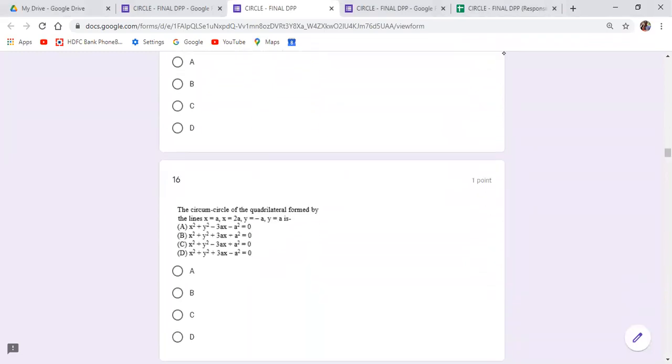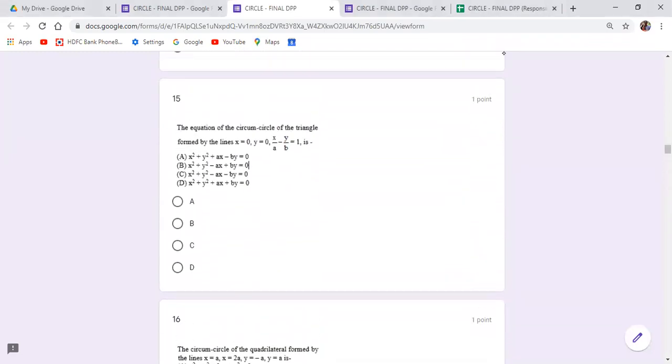15, no problem. 15, sir. The equation of the circumcircle of a triangle formed by x equal to 0, y equal to 0. What is x equal to 0? It's the x-axis. Y-axis and x-axis. X equal to 0 is the y-axis. And here is the line x upon a plus y upon b equal to 1.